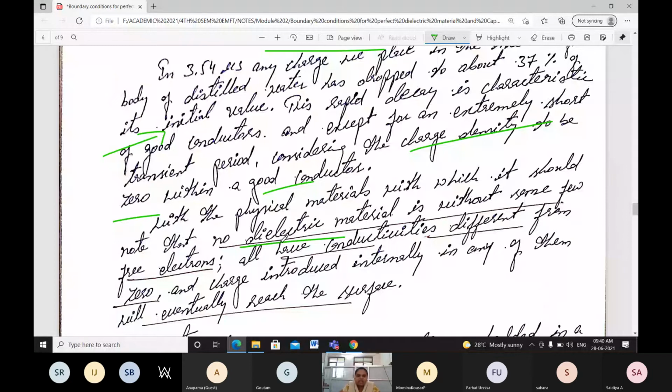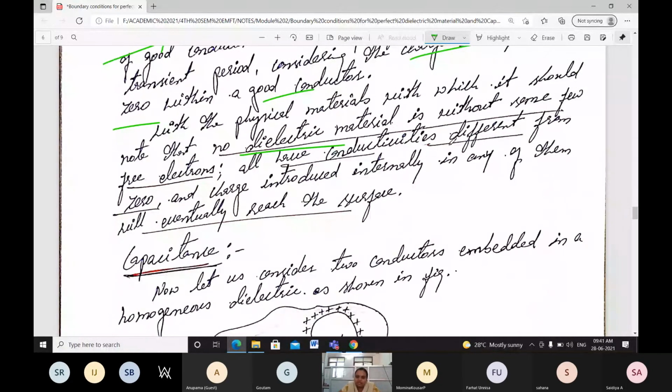That is one condition. Then all have conductivities different from 0. It's not that the conduction is 0 only. Right? It will have conduction, but the value is not 0. It may be 0.1, 0.5 or 1. Minimum conductivity is there for the dielectrics.